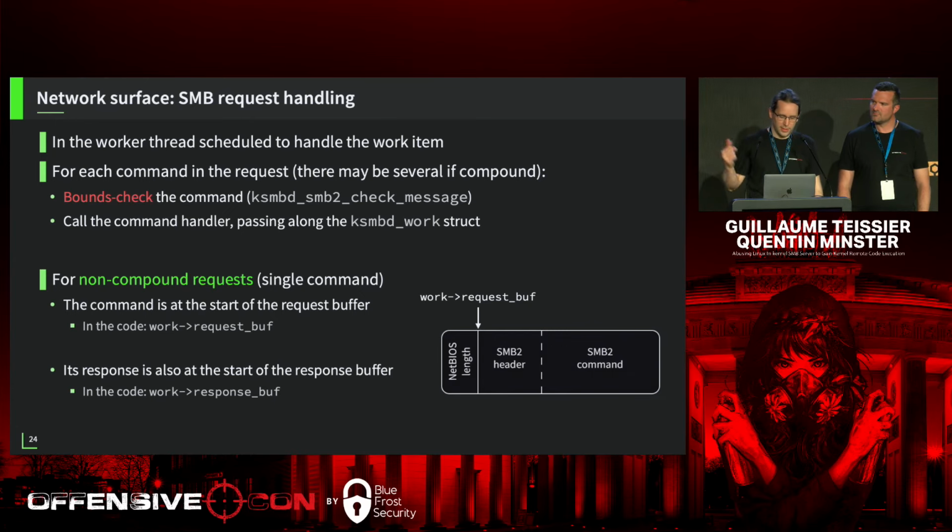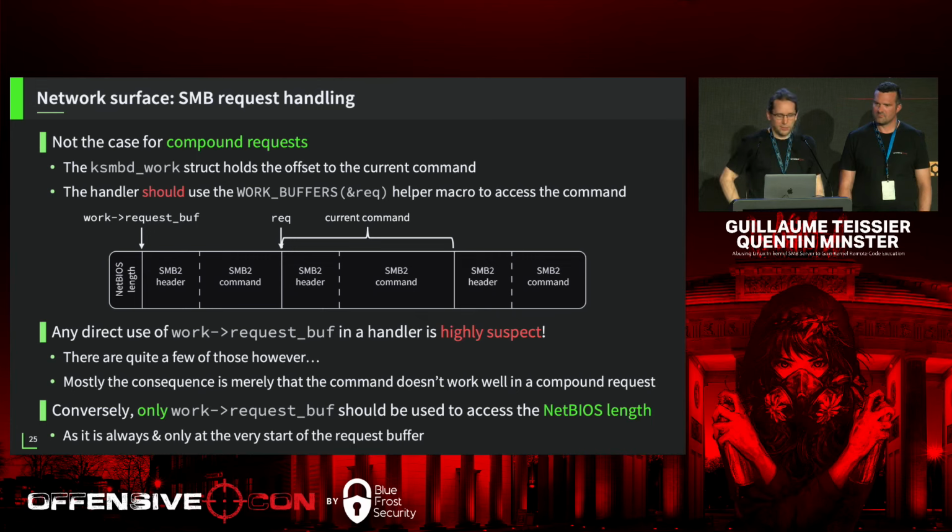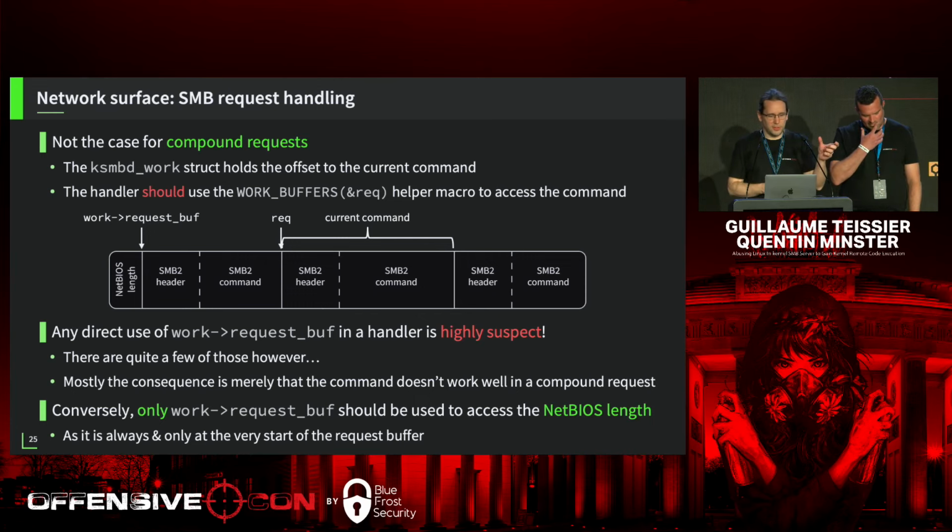So this only works for single command requests. But if you have a compound request, you can't use that buffer because it only points to the first command. So KSMBD uses helpers, work buffers, to get a pointer to the current command that's being processed in the request. So that means that when you process a command in a compound request, you should always be using this rec pointer that comes from the work buffers macro. That's the one that's pointing to your command. And if you see any use of request buff in the KSMBD code, usually it's not a good sign, right? It turns out there are quite a few of them. Well, most mean that the command can't be processed if it's not the first one in a request. Well, it's a bug, but it's not that bad in itself.